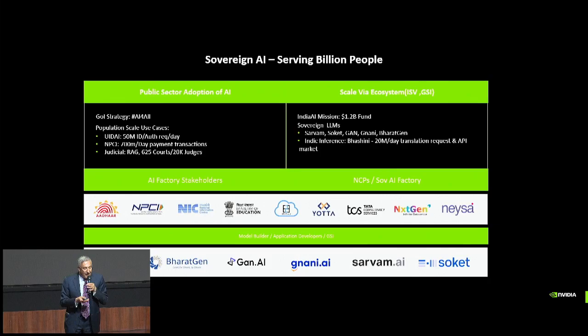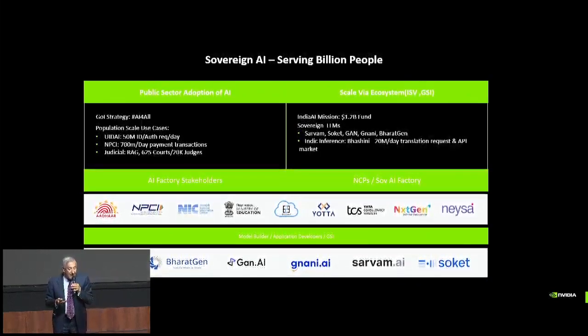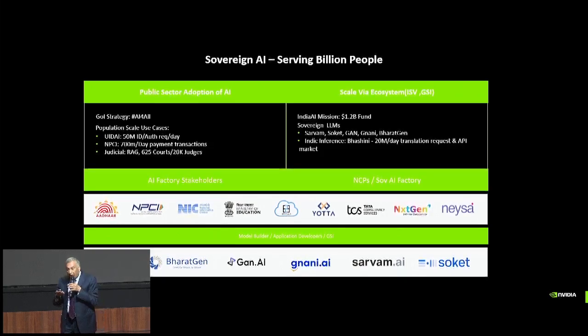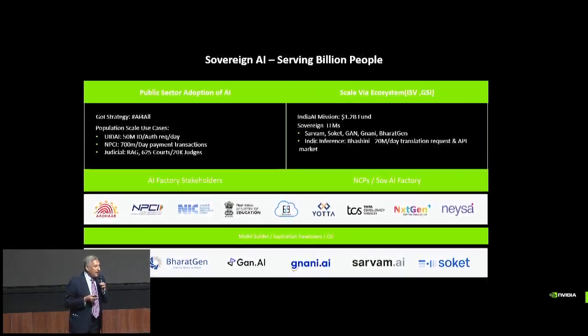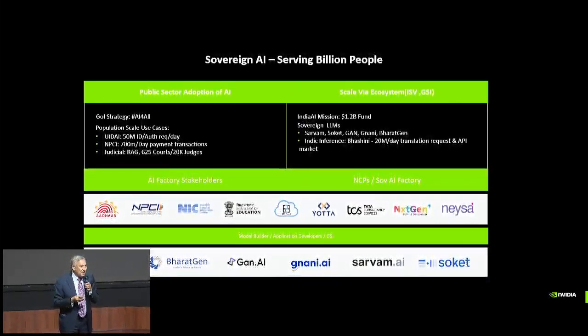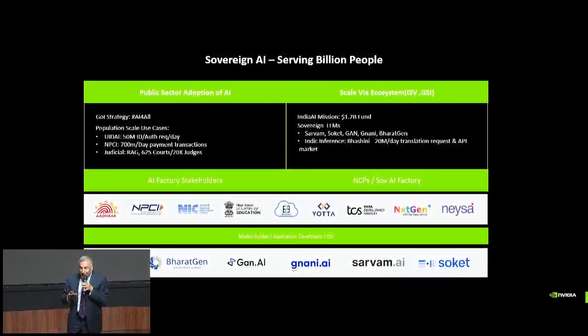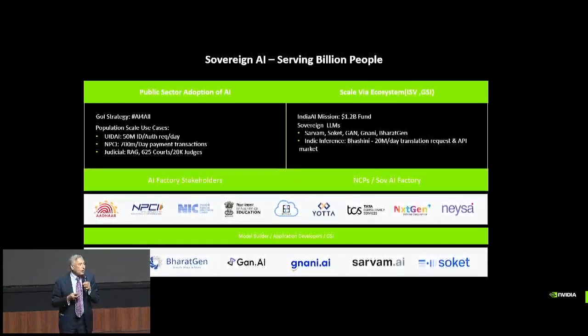Another very interesting one is the NPCI processing 700 million payments on accelerated computing now, using this same AI factory architecture. And then I think one which might be near and dear to some of us who are working through the backlog of the courts. Once again, the National Informatics Center has now rolled out their judicial processing system to 625 courts and 20,000 judges. So hopefully we can start to clear out the backlog in the judicial system right now. And it's work that the country should be proud of.